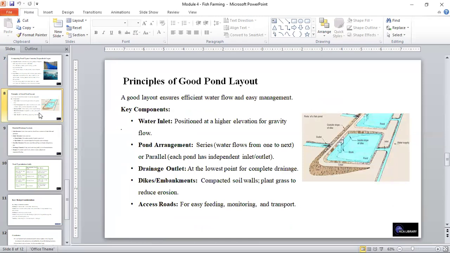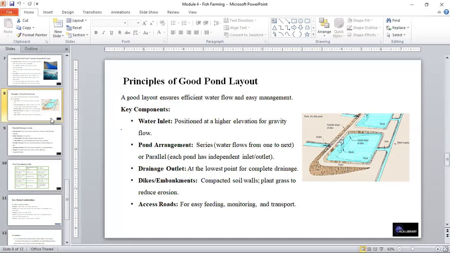Principle of good pond layout. A good layout ensures efficient water flow and easy management. And the key components include the water inlet, the pond arrangement, the drainage outlet, the dikes and embankment, and also access road. The water inlet should be positioned at a high elevation for gravity flow.